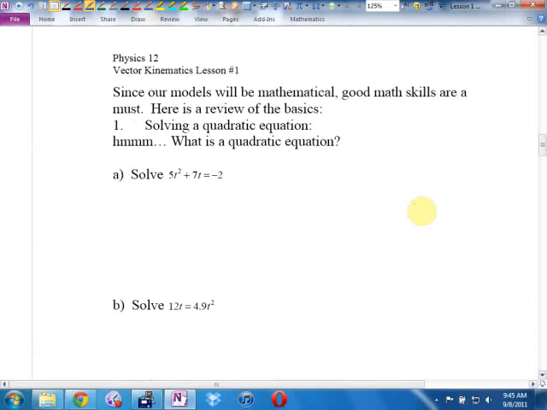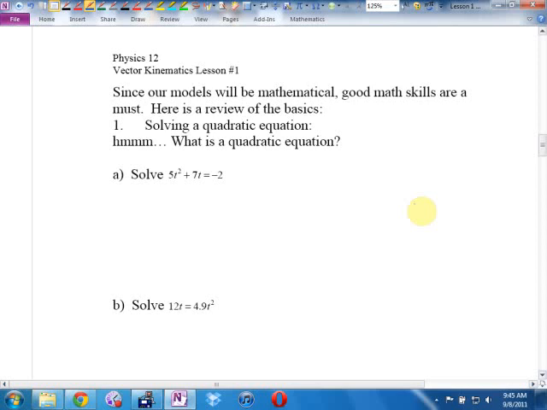Turn the page. Now we're going to get into the math stuff. Since our models will be mathematical, good math skills are a must. Here's a review of some of the basics.